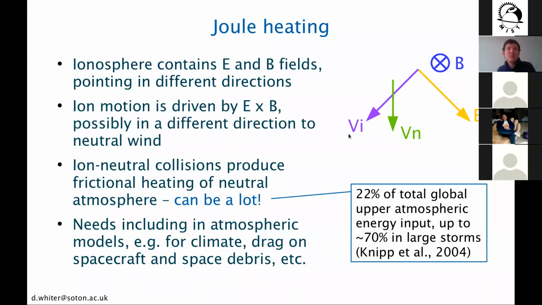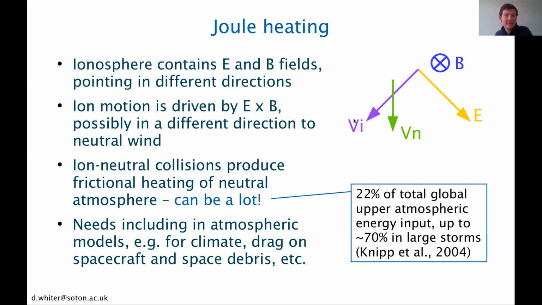Okay, so firstly, what is this neutral heating we care about? So the ionosphere contains electric and magnetic fields, as I'm sure most of you know, and those electric and magnetic fields can drive ions in the ionosphere to have a different velocity to the neutrals, so to the neutral wind. And if you're driving the ions through the neutrals, that leads to collisions and frictional heating between the ions and the neutrals, so the neutrals can get a bit hotter.